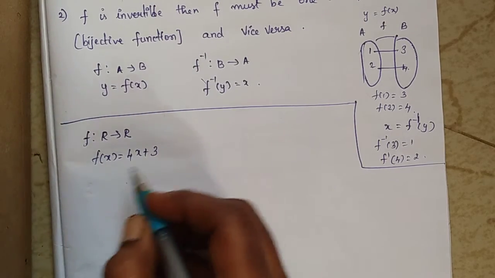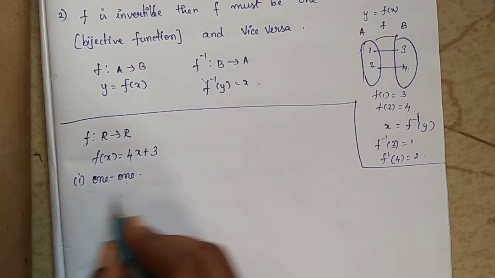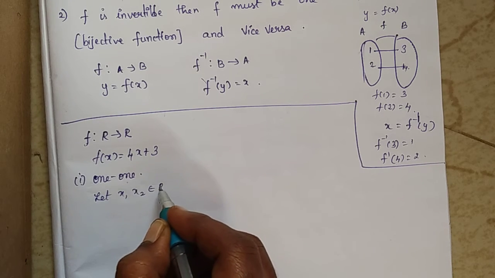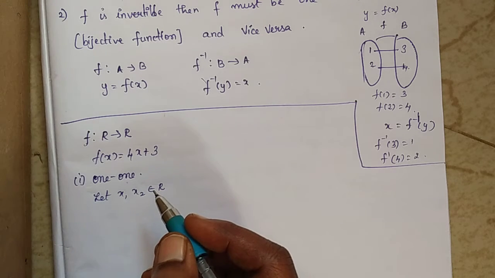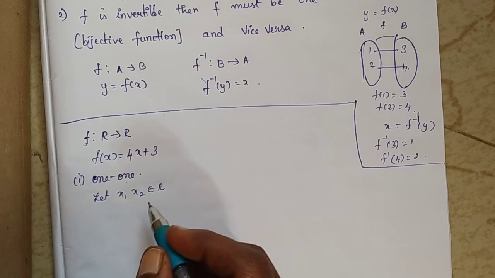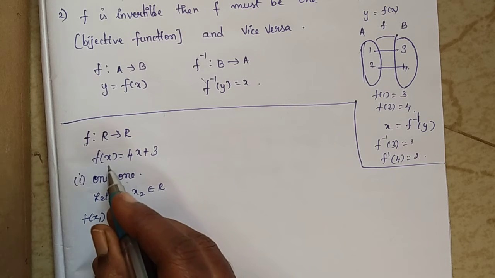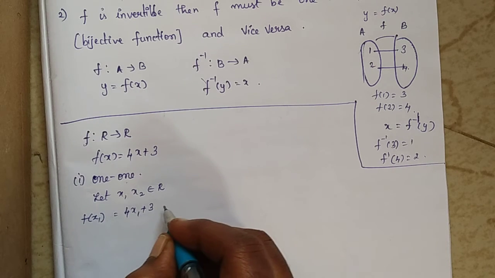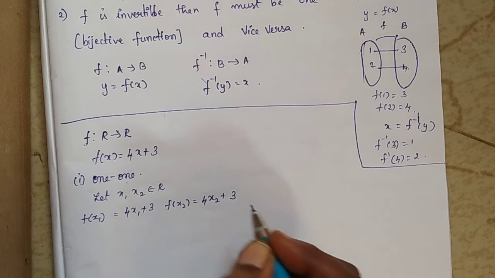Now I want to prove that the function is 1 1. To prove that it is 1 1, what is the condition? x1, x2 should belong to the set R, and if f of x1 is equal to f of x2, then x1 will be equal to x2. That is the definition. Now see here, f of x1. See, x1 I have taken, so go and substitute this one. So 4x1 plus 3. Now f of x2 is equal to 4x2 plus 3.